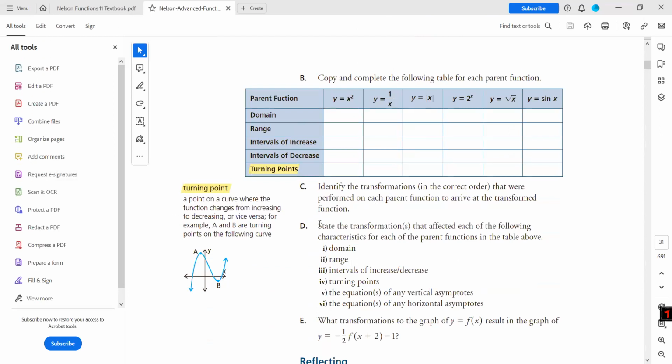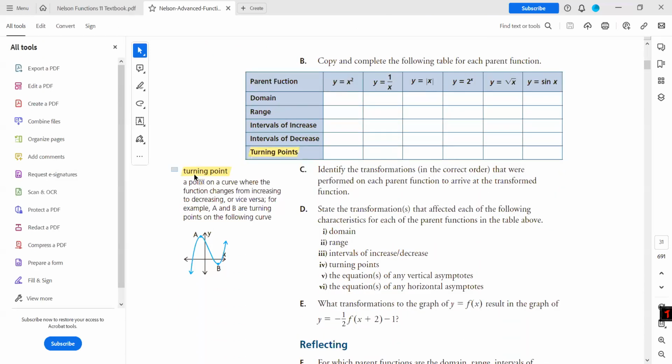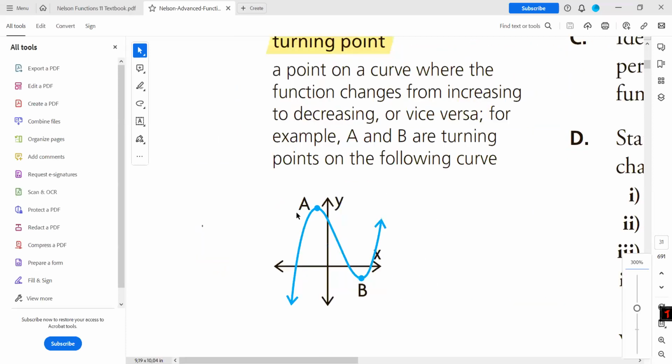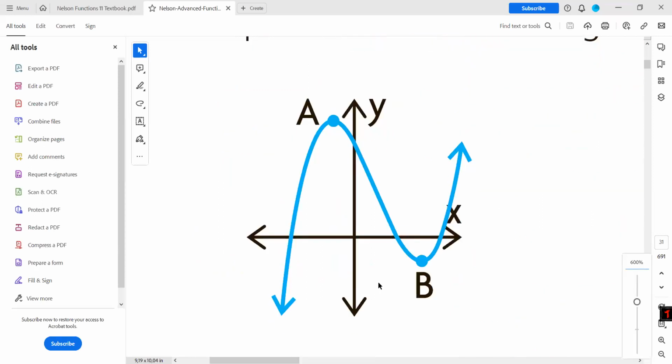And here we're coming to an interesting, important criterion of any function, which is a turning point. As you know, for a quadratic function, we have only one turning point, the vertex, right? Where a function changes its direction. But as we increase the degree of the function, the number of turning points may change. For example, the turning point on a curve is where the function changes from increasing to decreasing, or vice versa. For example, A and B are turning points on the following curve. You see, it's an odd degree function, third degree, and we have 2 turning points.